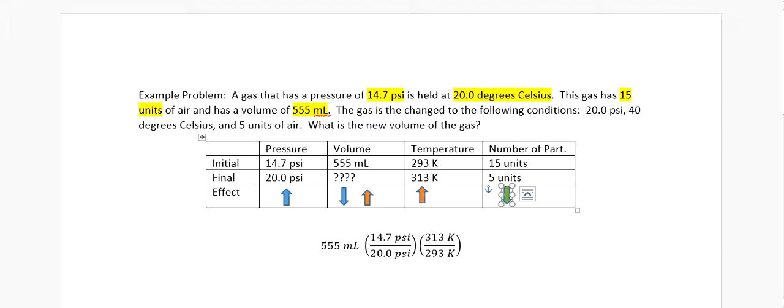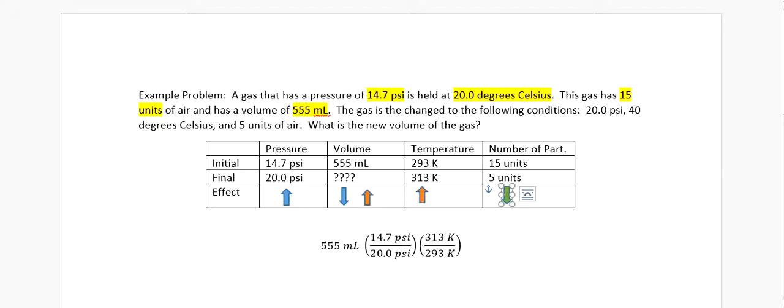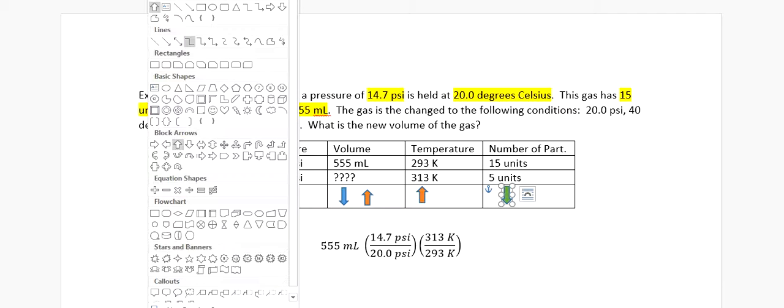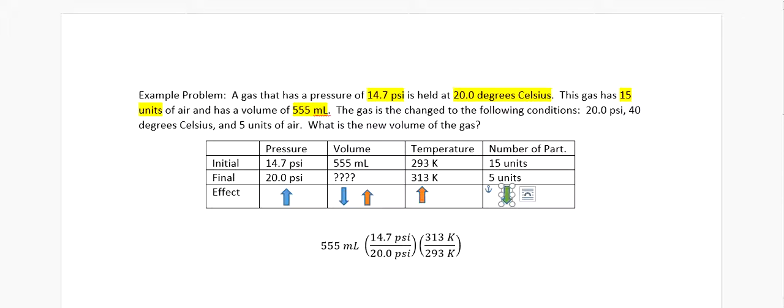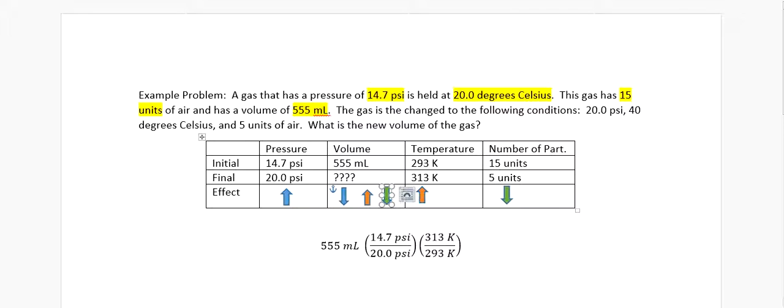Now the question is, if I decrease the number of particles, what effect would that have on the volume? Well, if I think about holding pressure and temperature constant, this is not a law that we talked about. But if I decrease the number of particles, what that means is the volume of the gas has to shrink. And so therefore, I'm going to go insert, and I'm going to insert a new shape pointing down. And so the number of particles decrease, that should cause a decrease in the volume. And again, I'll change the color to match that. So the greens line up.